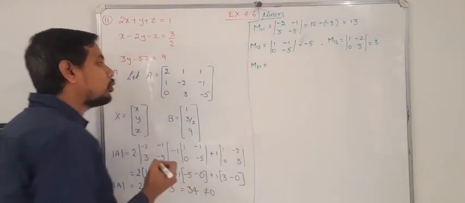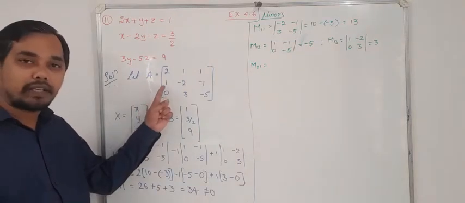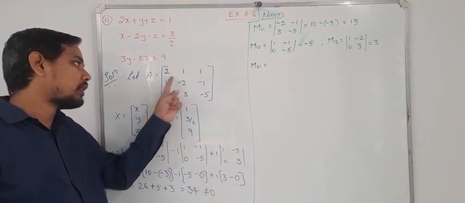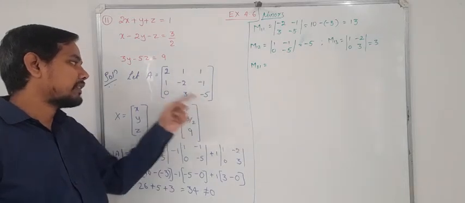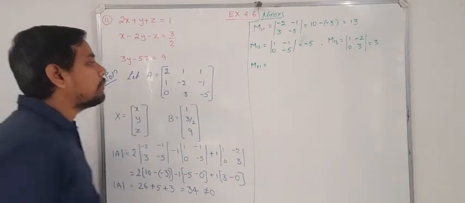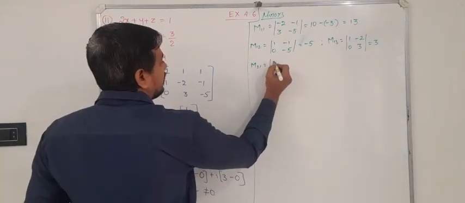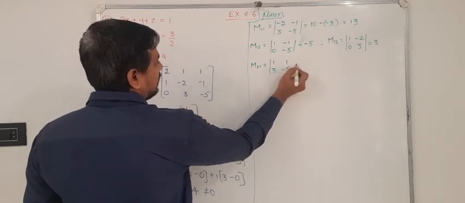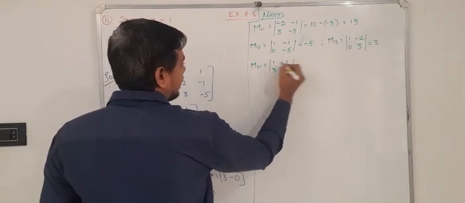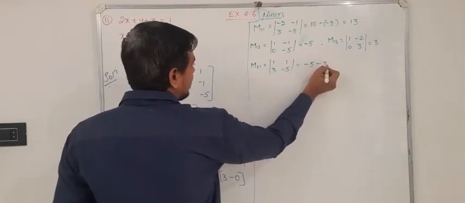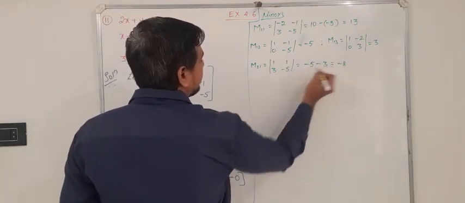M21. M21 is minor of A21. So leaving the row and column containing A21, what are the elements? 1, 1, 3, minus 5. Because leaving this row and this column, what is there? 1, 1, 3, minus 5. So what we get? 1 into minus 5 is minus 5. Minus 3 into 1 is 3. So minus 8.